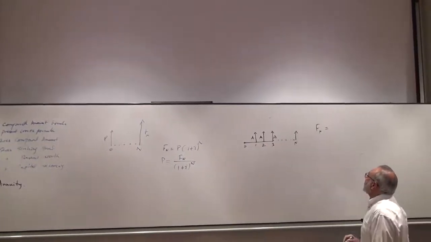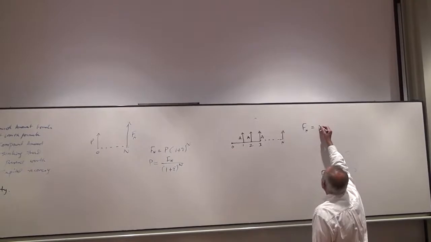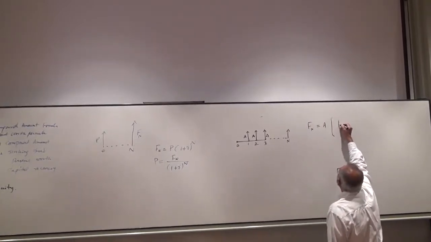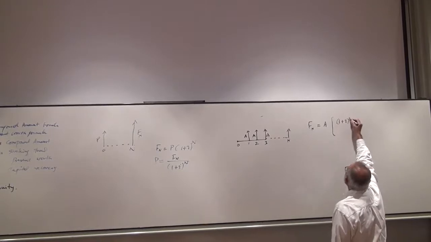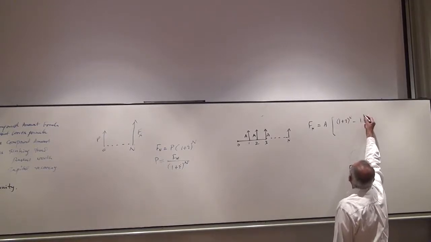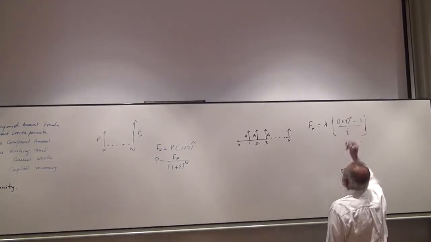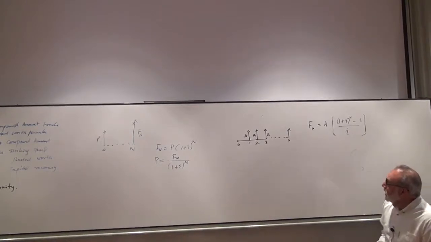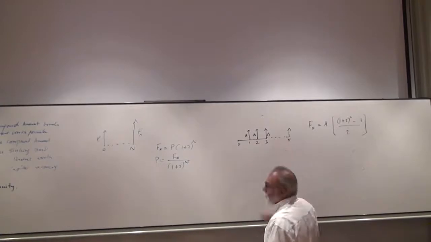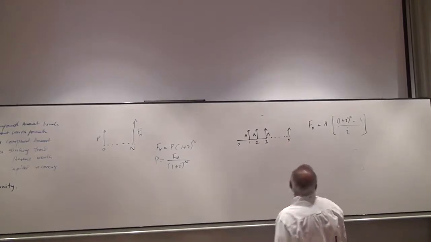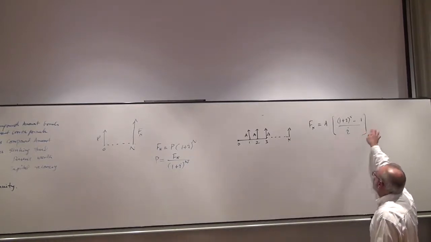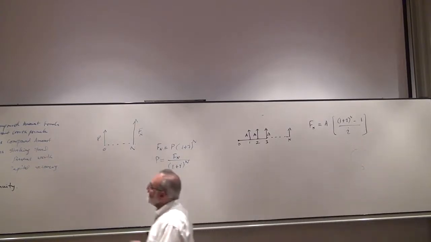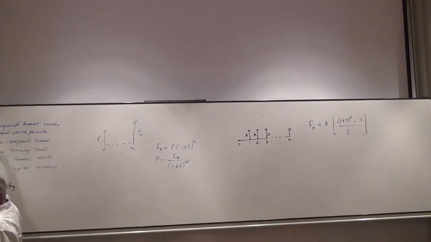It says that the future value will be A into 1 plus I raised to power n minus 1 divided by I. Okay, as you can see, there are n number of payments, and we have this formula. This is called uniform series compound amount formula.